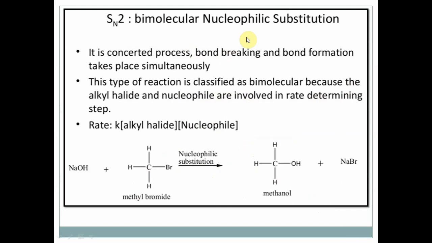SN2 or bimolecular nucleophilic substitution. It is a concerted process. Bond breaking and bond formation take place simultaneously. This type of reaction is classified as bimolecular because the alkyl halide and nucleophile are involved in the rate determining step. So rate will be k [alkyl halide][nucleophile]. NaOH plus methyl bromide, nucleophilic substitution, we will get methanol and NaBr.